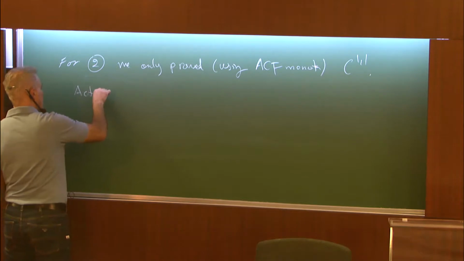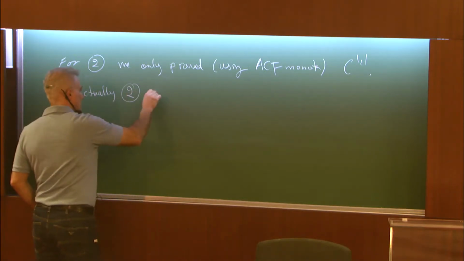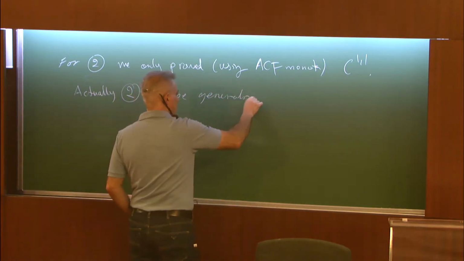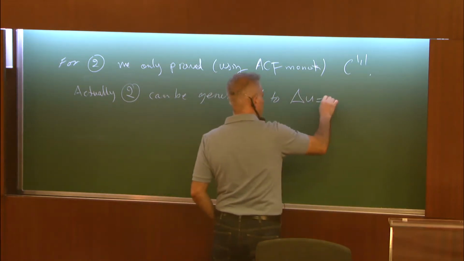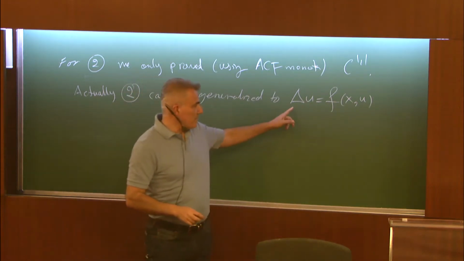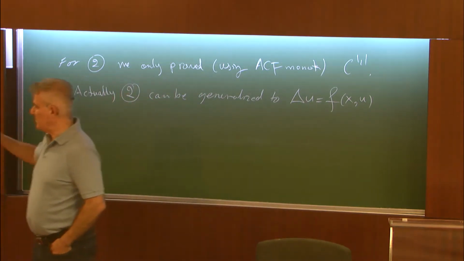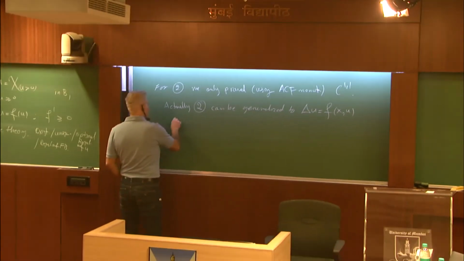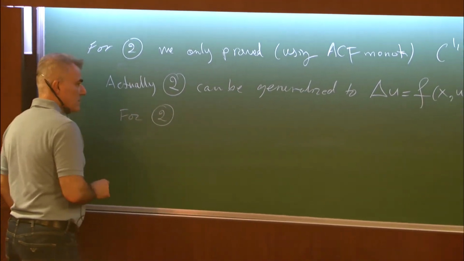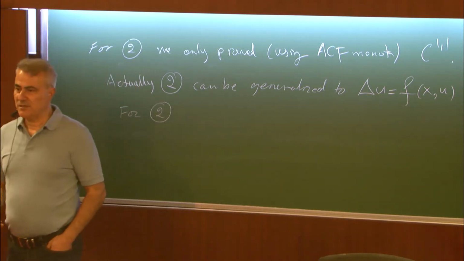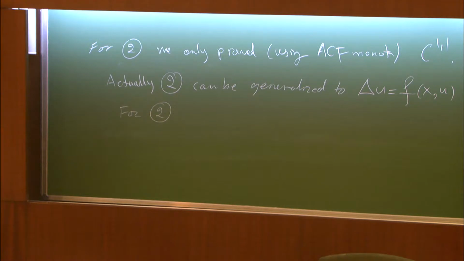Actually, 2 can be seen, can be generalized further to Laplacian of U is F(x, U), or more general operator for Laplacian. Even the first one can be done. For 2, this is basically a semilinear problem, and F has some discontinuity of first order, second order, etc. in the variable U.